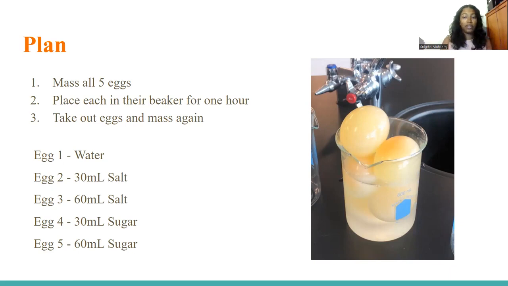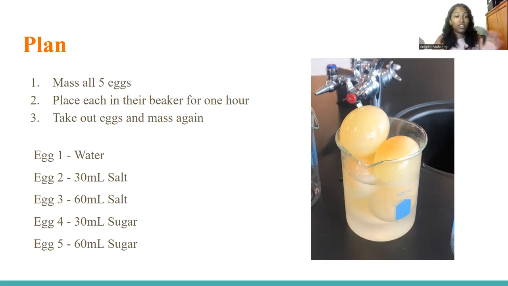So our first egg was placed into just water. This is our control group. We just wanted to put it into plain water. However, since we assumed that the water is definitely going to be a lot more diluted than the actual egg, the egg will have a lot more concentration within it. We knew that a lot of water would probably enter into the egg, so the egg would gain a lot of mass. So this was already known, but definitely we just wanted to do it with just plain water to see how that would go.